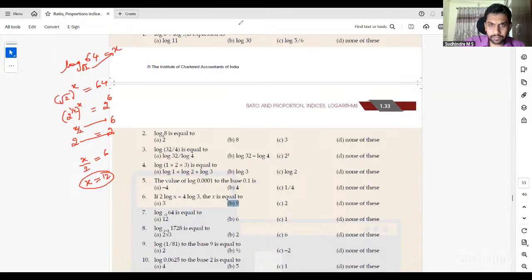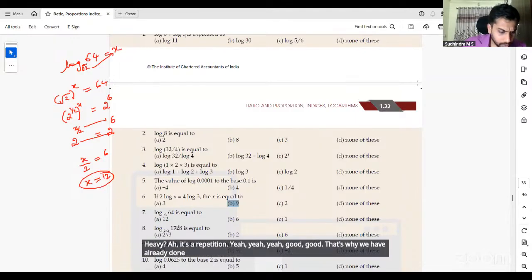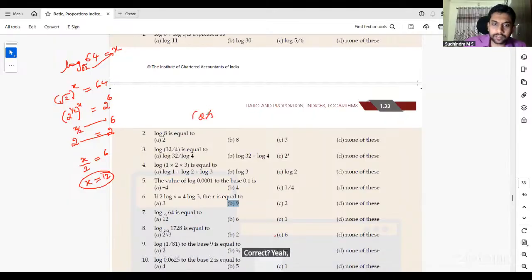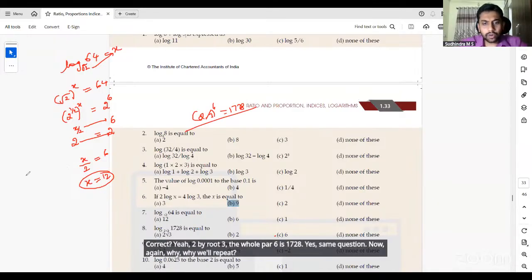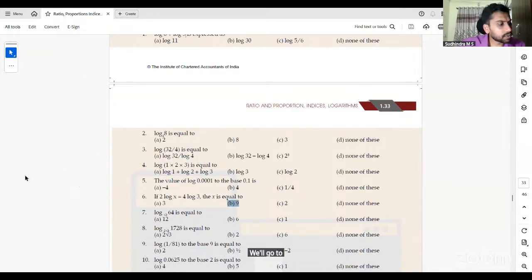Question number 8, Kaushal. So we have already done it. Have we? Yes, sir, it's a repetition. Good. So we have already done it. We would have got, what's the answer? 6. Correct? Yes, sir. 2 by root 3, the whole power 6 is 1728. Same question. Now again, why we'll repeat. We'll go to the next one, question number 9.